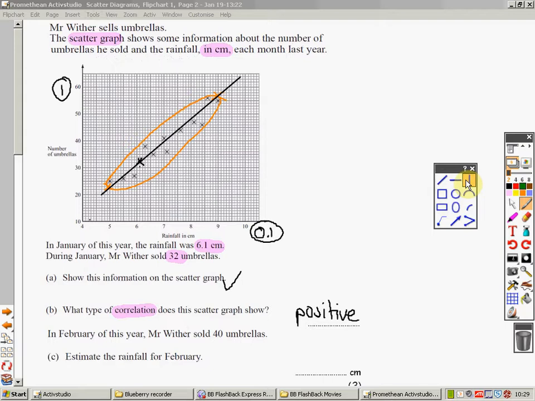I'm told in February he sold 40 umbrellas. So I know it's 40 here, so I draw my line neatly across with my ruler. And then I read down from there, again marking it off on the axes so it's really clear. And I think that's bang on 7. Yep, I'm going to say that that is 7 centimetres for that one.